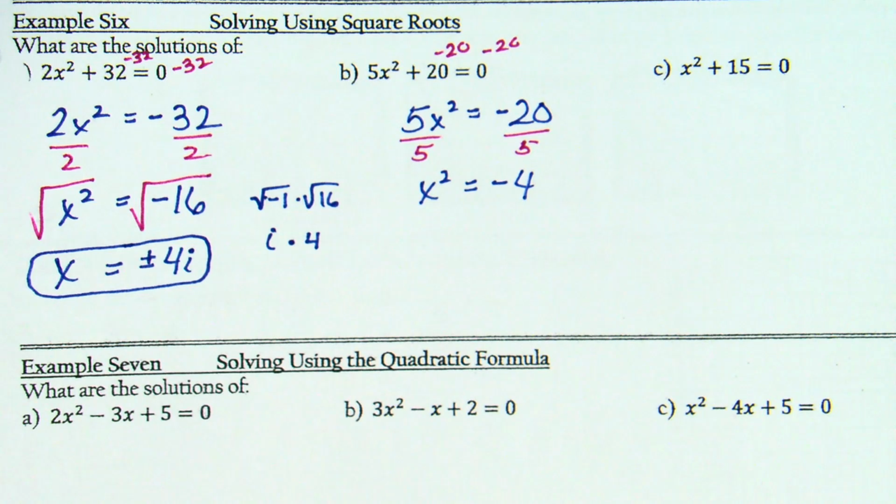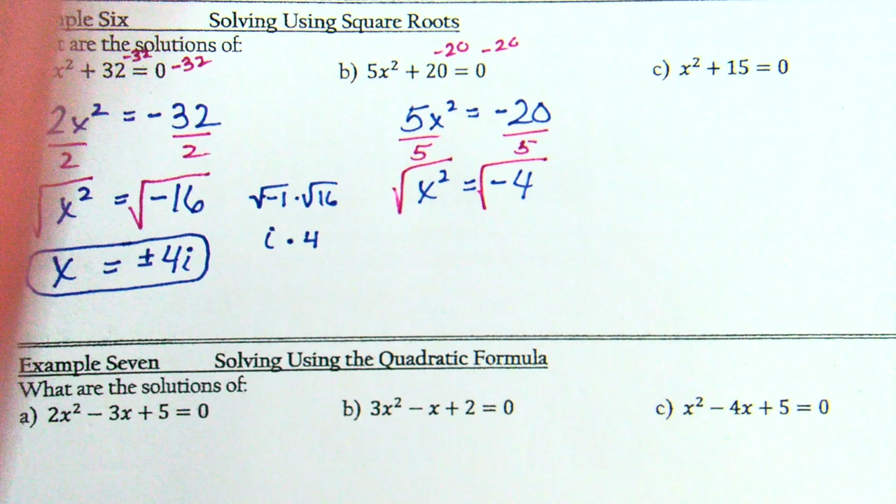Okay, guys. X squared equals negative 4. What's my next step? Take the square root. In order to get x squared to become an x, we take the square root. If you take the square root of x squared, what is it? X. What is the square root of negative 4? 2. Well, 2i. Plus or minus 2i.